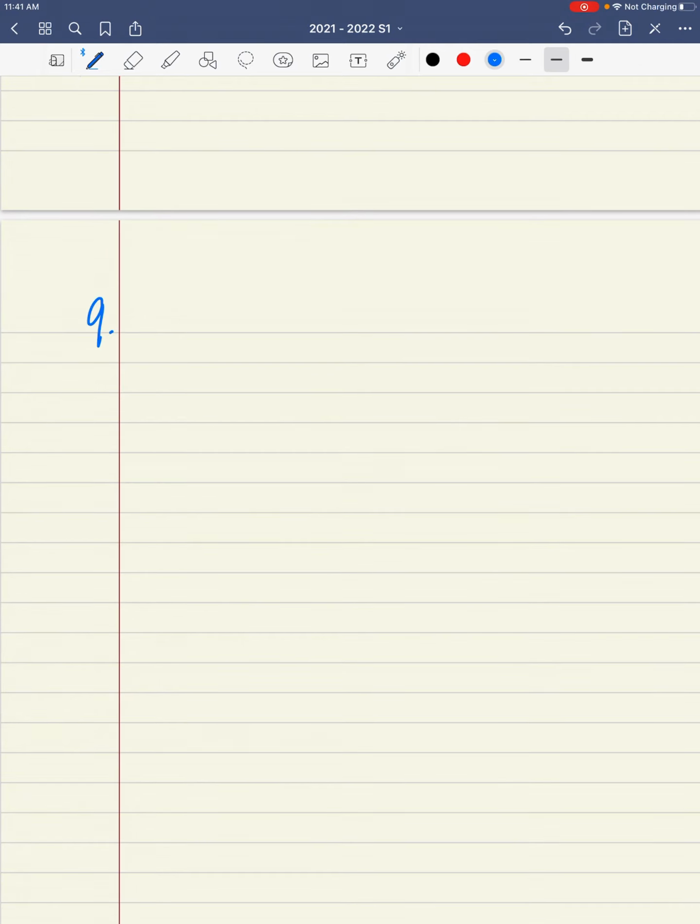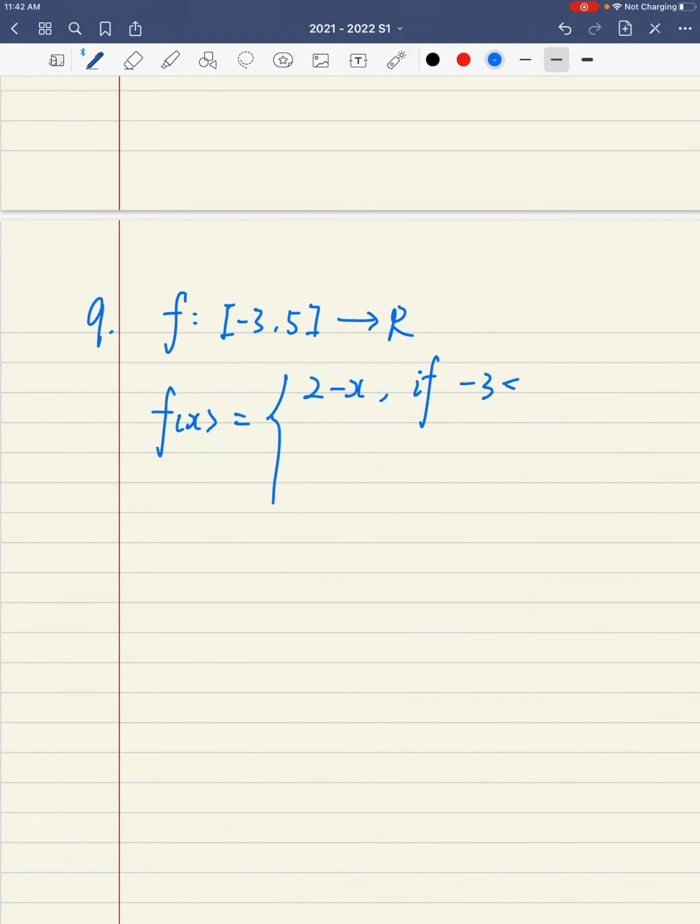Question 9 is a piecewise function. The function's domain is from -3 to 5, both sides included, and its range is R. The first part is 2 minus x, when x is greater or equal to -3 and less than 1.